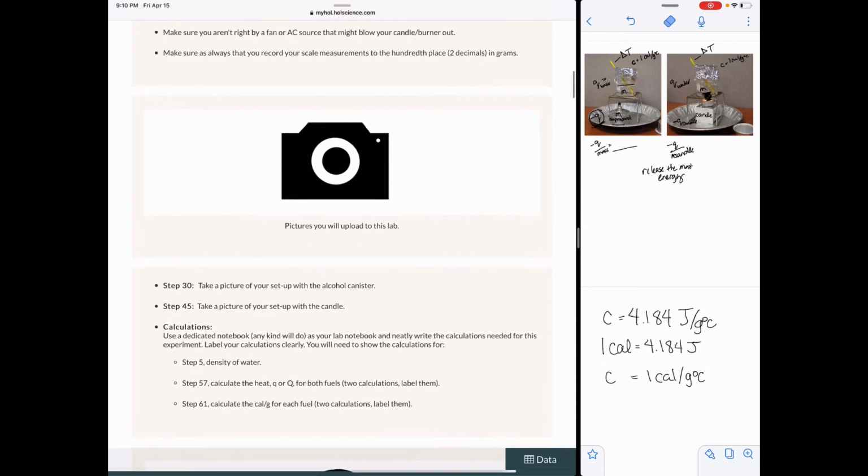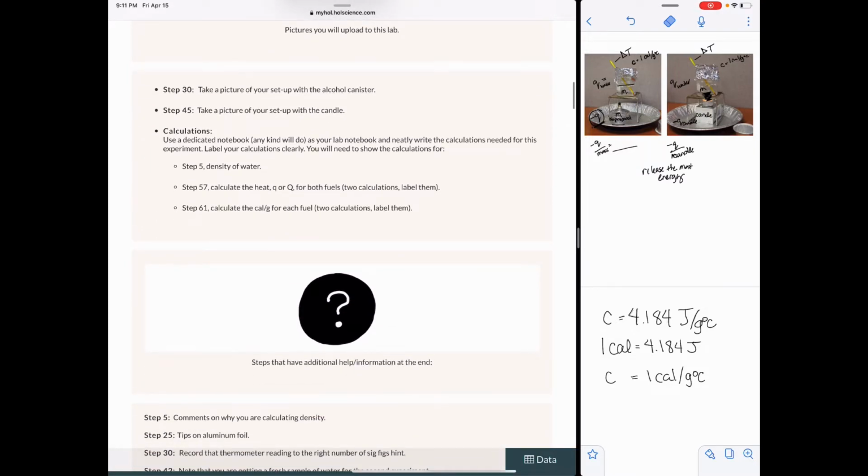Again, just like anything, when you're burning something, you don't want to be by a fan, AC, or wind. You don't want to burn it out in that 5 minutes, or somehow push the heat in a different direction. You want to make sure you record your scale measurements to the hundredths place. We've said that a ton of times.